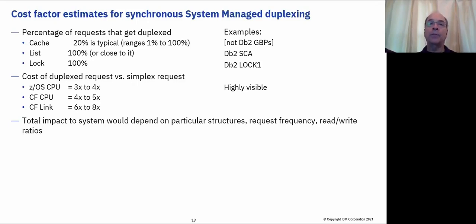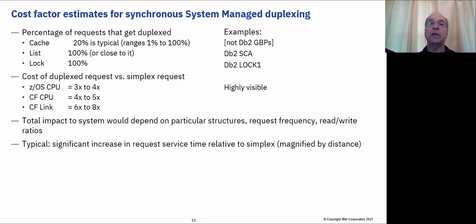Now, the overall impact to the system is going to depend on the structures, request frequency, read-write ratios, all of these things that will vary from workload to workload and from customer to customer. Typically, where we're going to notice it the most is that the service time for requests from z/OS to the coupling facility will be significantly increased.